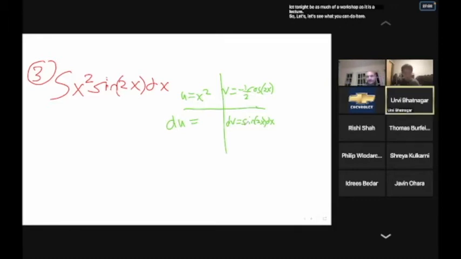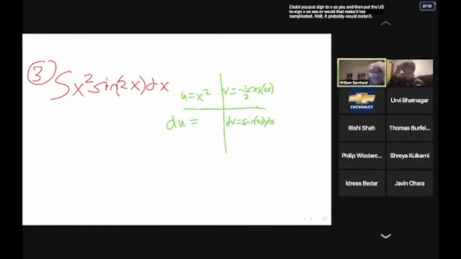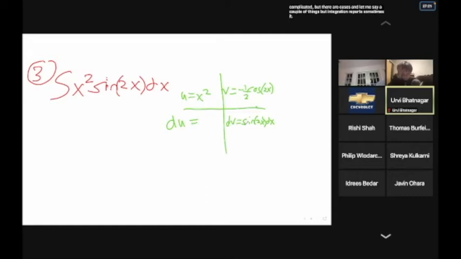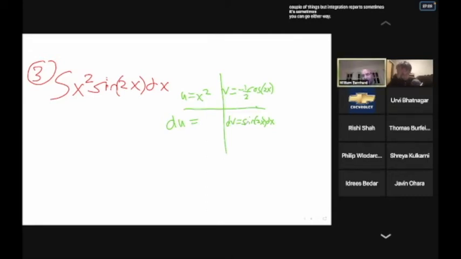I have a question. Yeah. Could you put sine 2x as u and then put du as 2 sine x cos x, or would that make it too complicated? Well, it probably would make it too complicated, but there are cases, and let me say a couple of things about integration by parts. Sometimes you can go either way with the u and the dv. There's usually easier ways to proceed. Sometimes one way is a dead end.